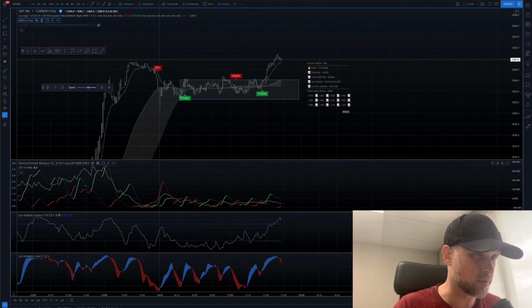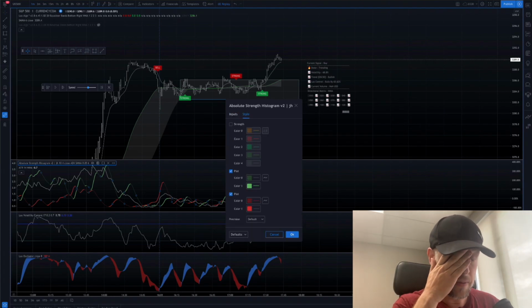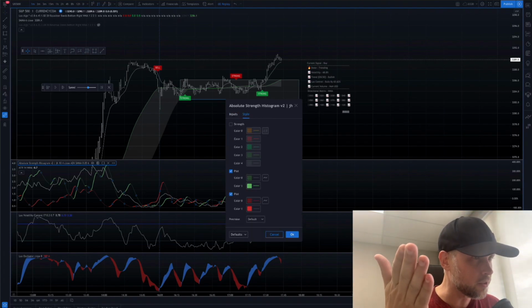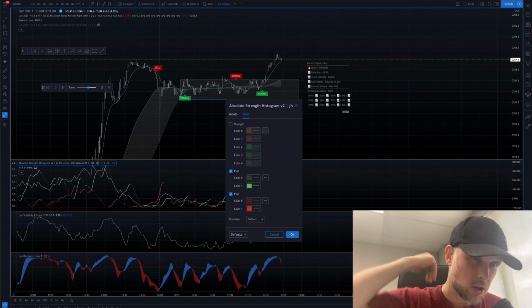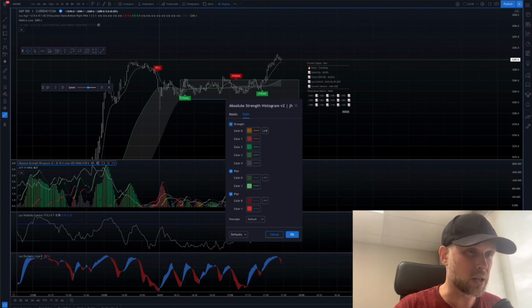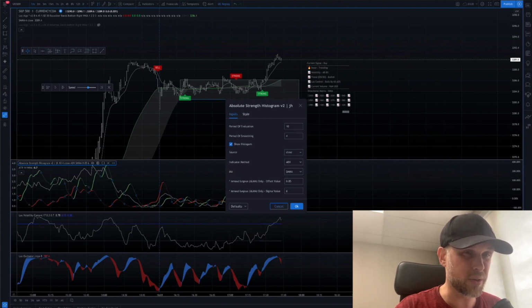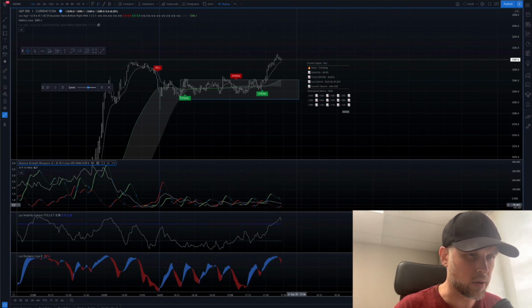Actually, let's talk about the histogram first. So this histogram, believe it or not, I just found this out. The creator of Lux, years and years ago, built the absolute strength histogram. Now, I don't use it as a histogram like this. This doesn't actually give me any information that I need. I want to know the plots. So I set those plots up, and these are my inputs. You know, pause the video, take a screenshot, whatever you got to do.